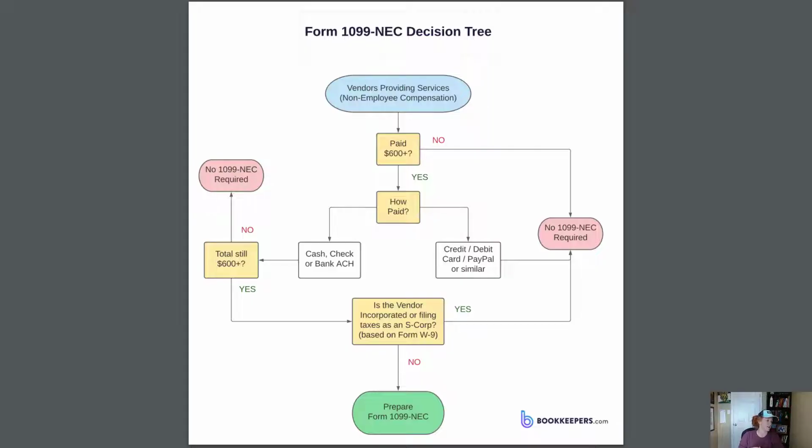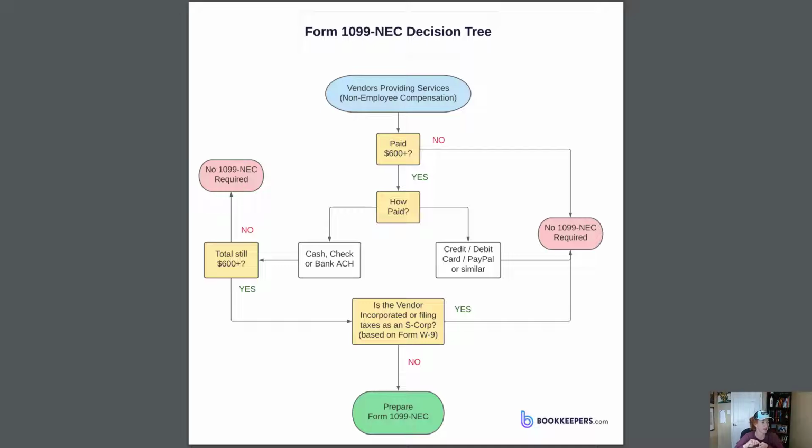All right, so this is a decision tree that I use. It's provided by one of the resources where I get most of my bookkeeping training. This is for vendors providing services, also called non-employee compensation. That is what the NEC stands for, non-employee compensation. This is a new document. It used to just be the 1099 miscellaneous, but they broke this out.